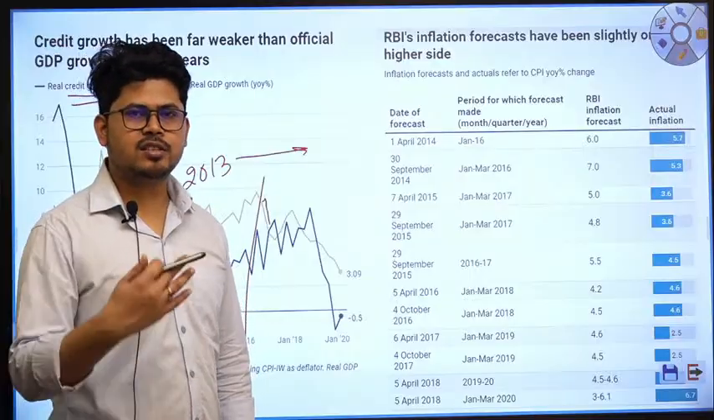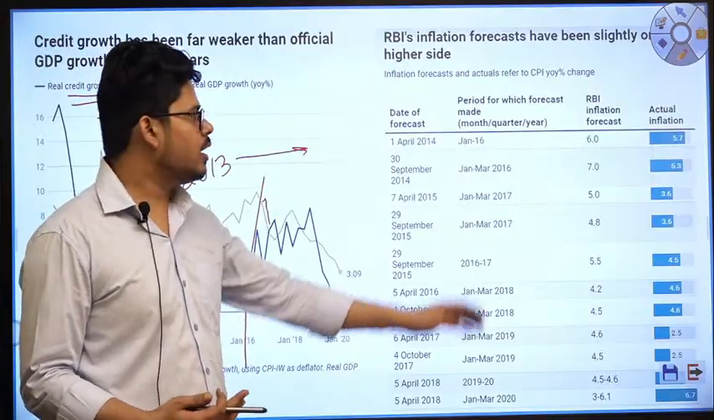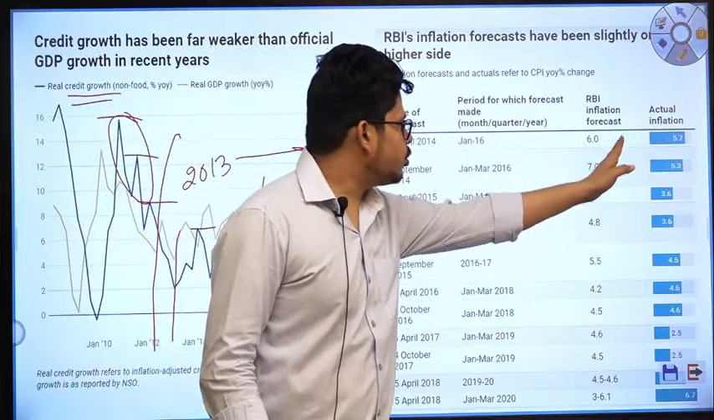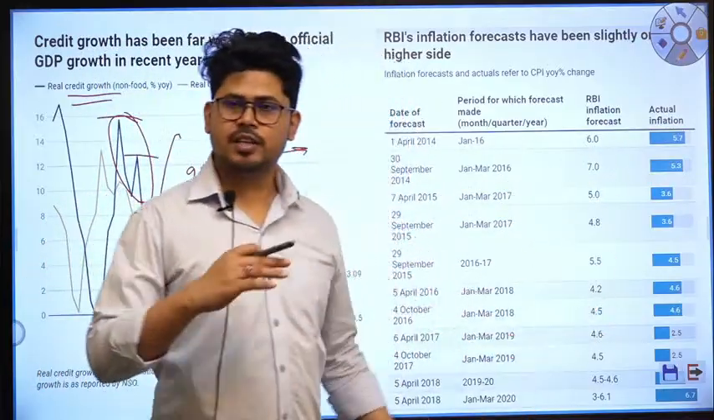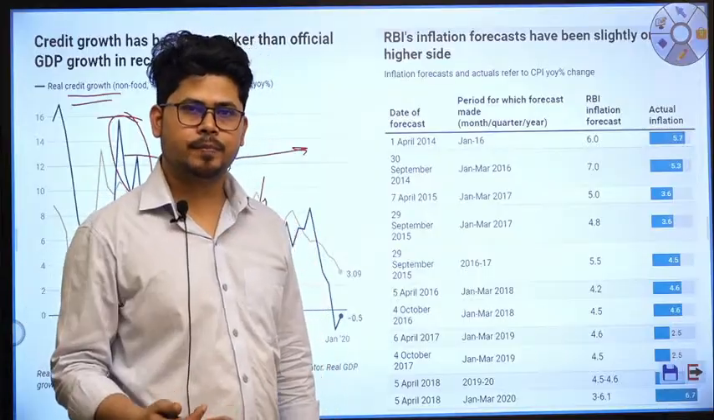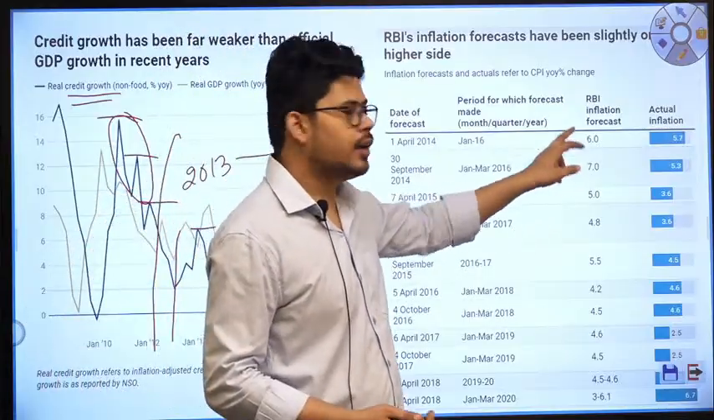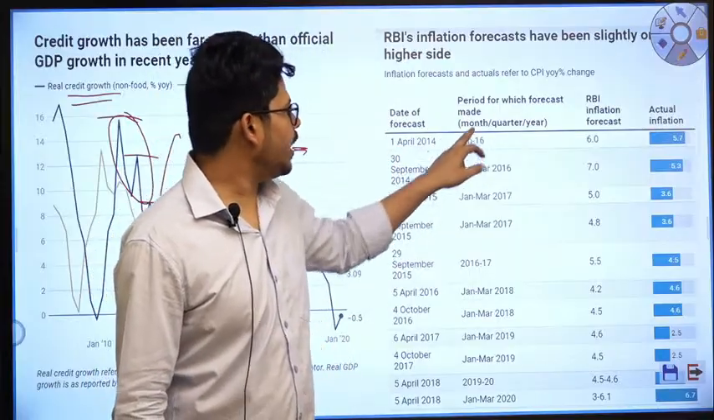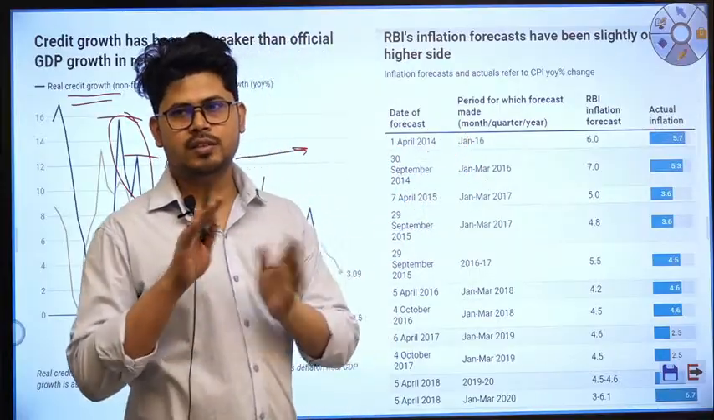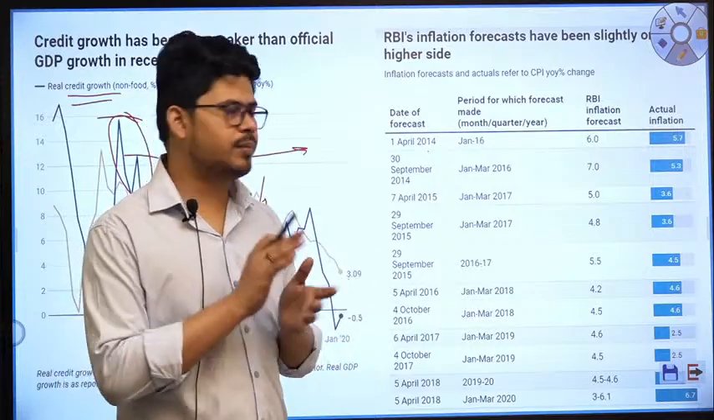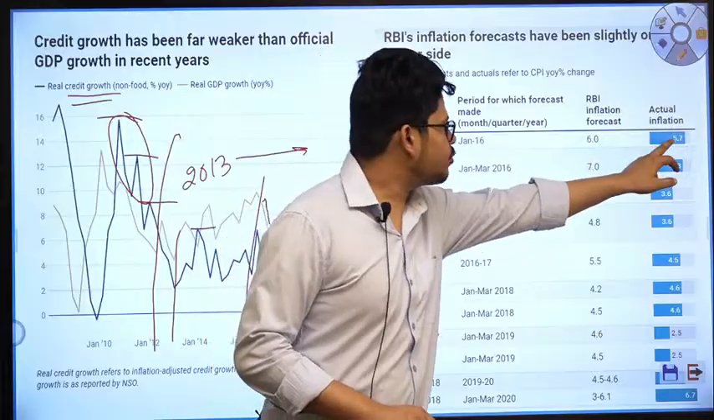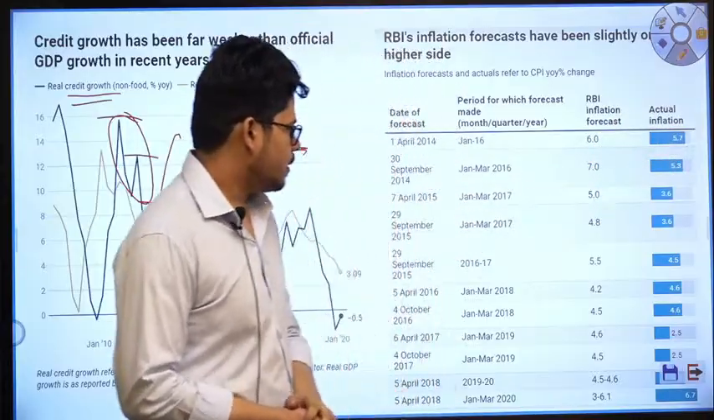Okay, the second important conclusion is that the RBI's inflation forecasts have been slightly on the higher side. RBI has been very conservative in making decisions about inflation forecasts. Right, this RBI inflation forecast is for one year ahead. For example, the forecast for 2015-16 was made in 2014-15. Inflation forecast was around 6% and actual inflation was 5.7%.